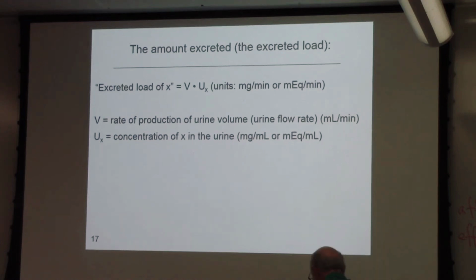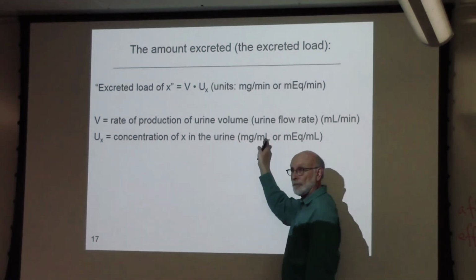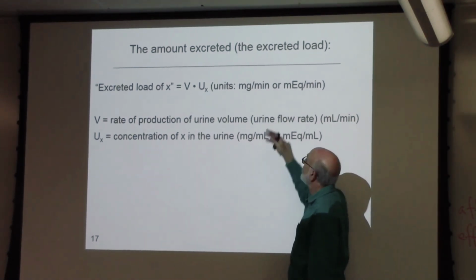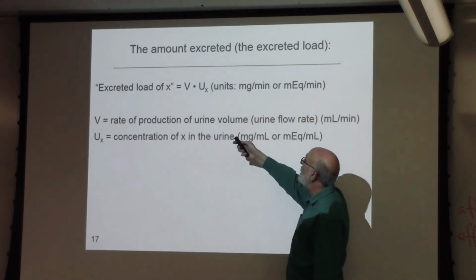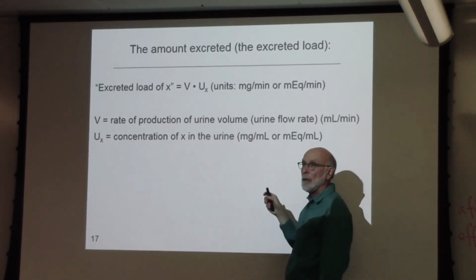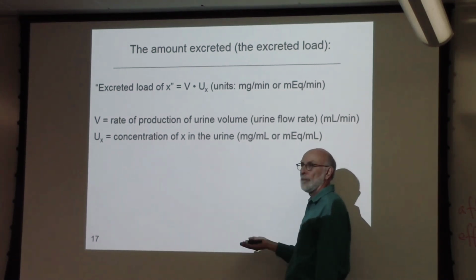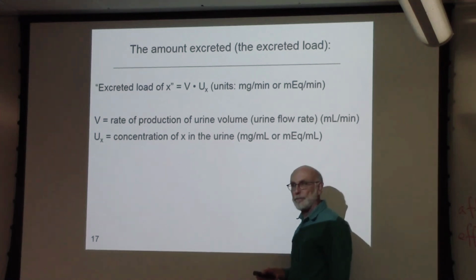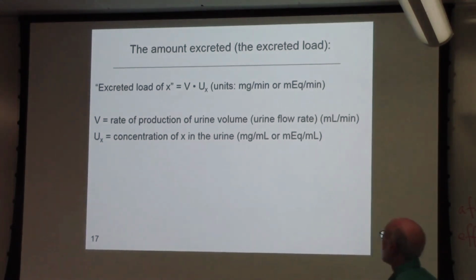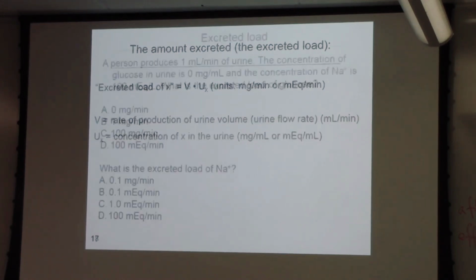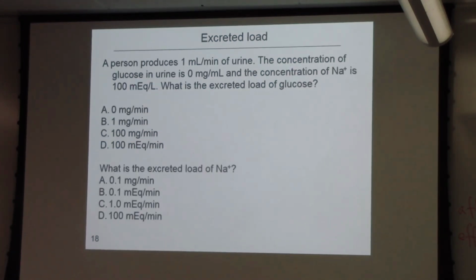The excreted load is amount per time, and it comes from the product of the flow rate, mils per minute, times the concentration, mgs per mil. That makes sense? And that product is called the excreted load. And I will ask you to learn this jargon. So let's do a clicker on excreted load.